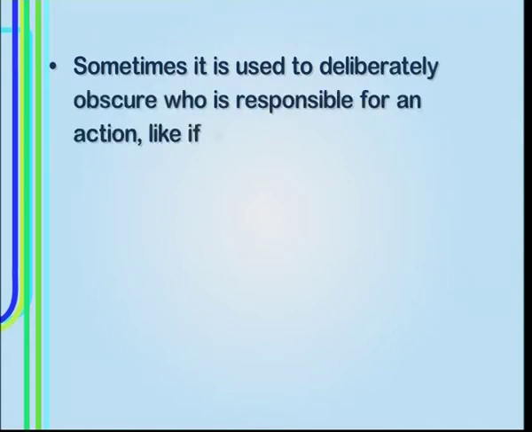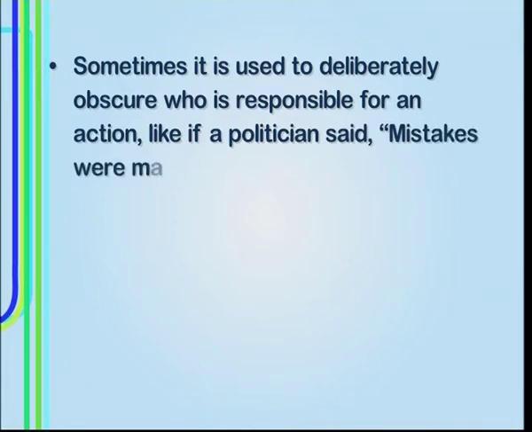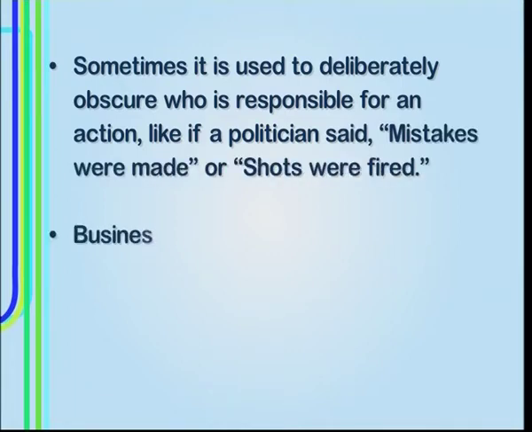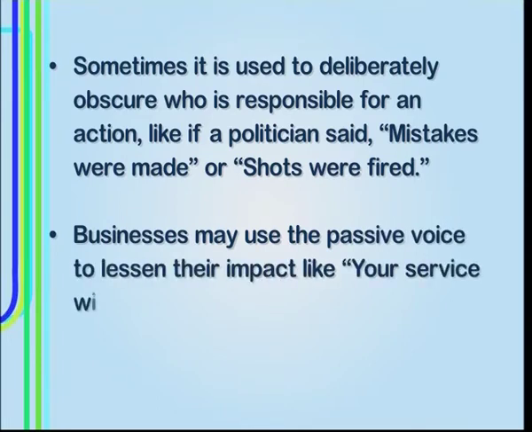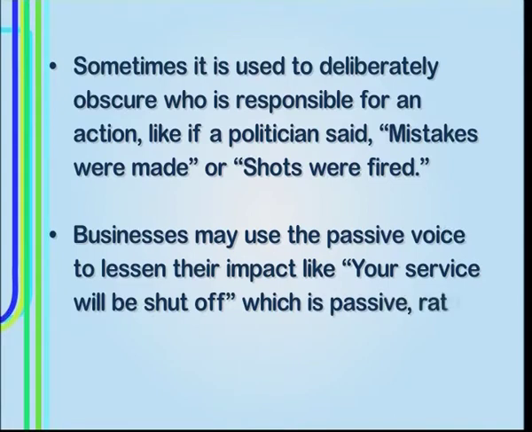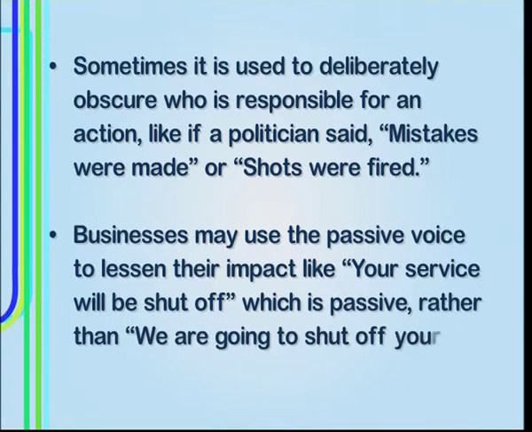Learners should also remember that while an active voice adds impact to the writing, sometimes passive voice is needed to lessen the impact of the sentence in some situations. For example, sometimes it is used to deliberately obscure who is responsible for an action. Like if a politician said, mistakes were made or shots were fired. Businesses may use the passive voice to lessen their impact, like your service will be shut off, which is passive, rather than we are going to shut off your service, which is active.